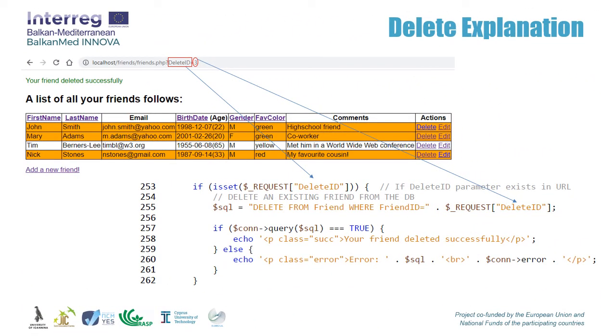In line 253, the condition is true, as the deleteID parameter exists. Its value is the ID of the friend to delete. In line 255, we prepare the SQL delete statement. In line 257, we execute the SQL delete statement in the DB server. If successful, then we output in green color the message, "Your friend deleted successfully." Afterwards, the PHP script fetches all friends and shows them in a table. Note that Bill Gates is not there.